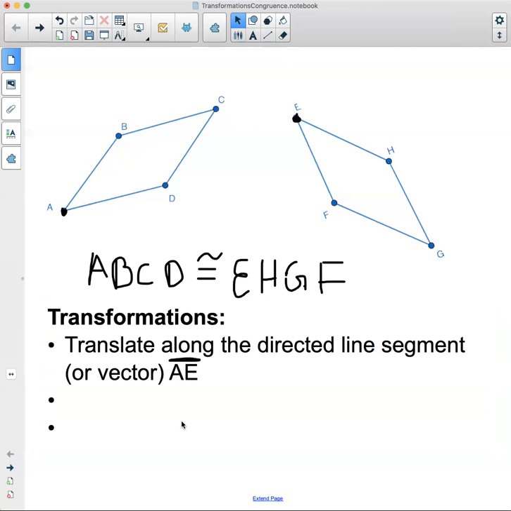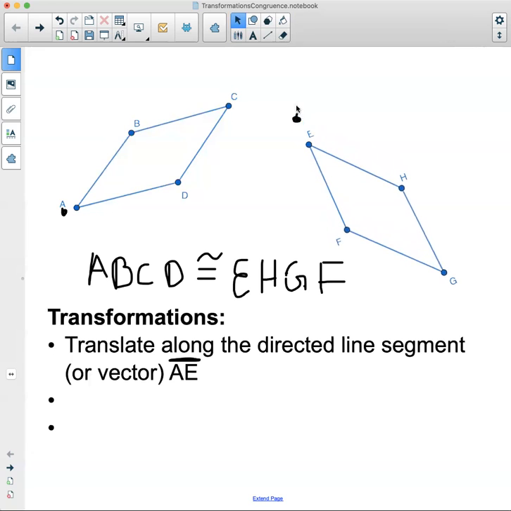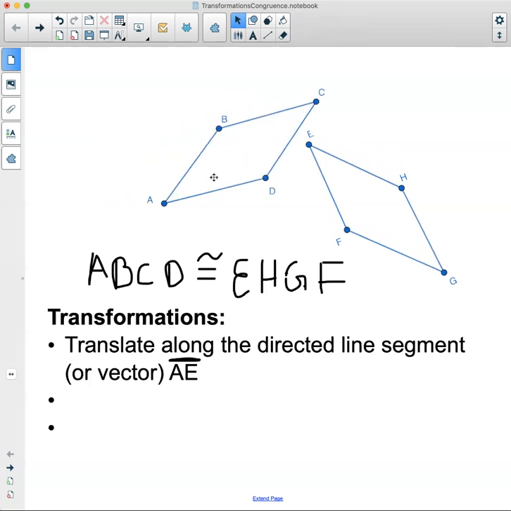And the purpose is that notice the use of A and E. The reason you do this, and I'm just going to move this around just for convenience, is that it's going to have the effect of taking A and it will guarantee that it's placed on top of E. And because these are rigid motions, that means that every other point is going to have to move in order to make that happen.